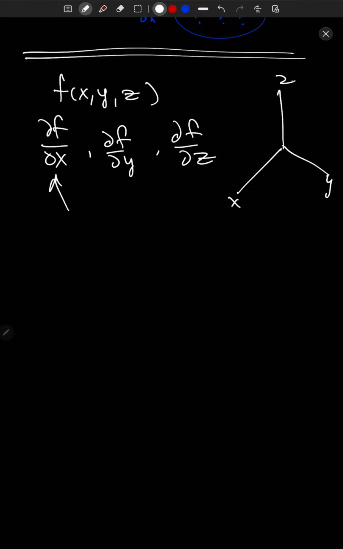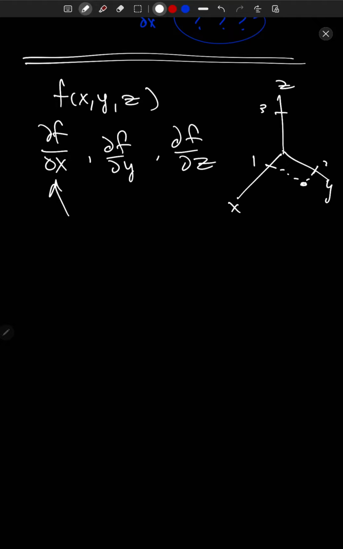Because now we're in 3 variables, so your domain has to be 3 variables. If we're at the point, for example, 1, 2, 3, so let's say right there, 1, 2, 3. df dx would be telling us how our function changes as we move in this direction, only. So as we move along this line right there, you can see our y is fixed and our z is fixed.